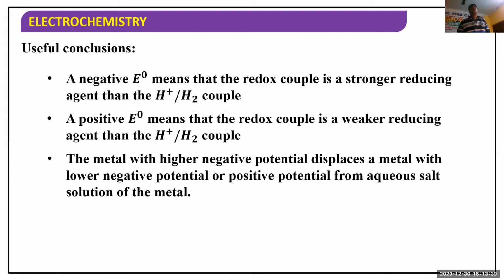That means if you dip a zinc rod into copper sulfate solution, then zinc sulfate will be formed and copper will be deposited or separated out. So this is the reaction. Because of the higher oxidation potential of zinc than copper, zinc will be oxidized and copper will be reduced.